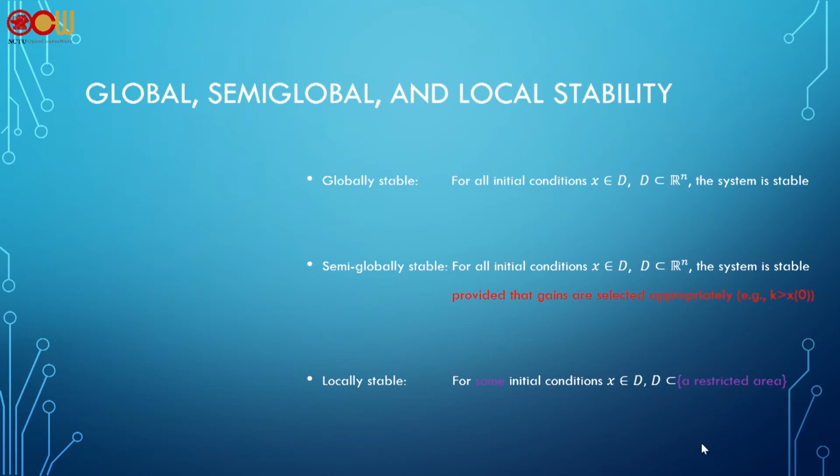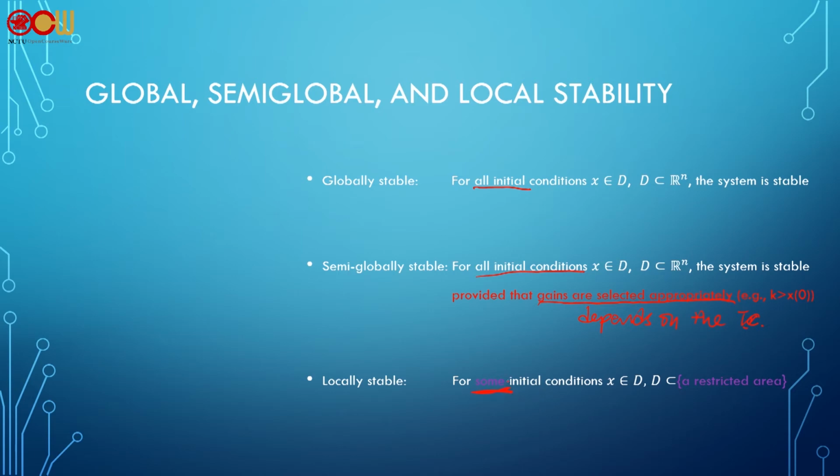Global stability means for all initial conditions. It's all about initial conditions. For semi-global, it's all initial conditions provided that another condition holds: the gain is selected appropriately. Appropriately means it depends on the initial condition, okay? And local stability means for some initial conditions.